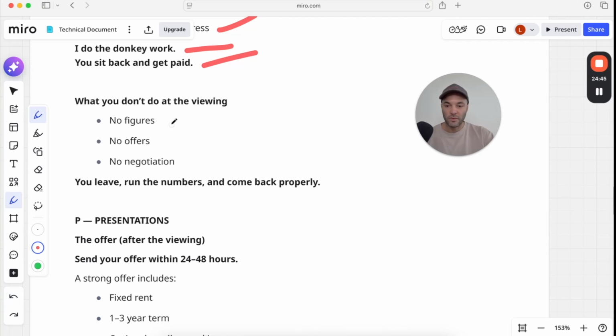Now, what you don't do at the viewing is you don't mention any figures, you don't make any offers, and you don't enter into any negotiation. You leave, you run the numbers, and you come back properly.